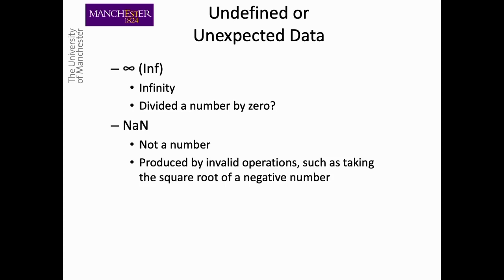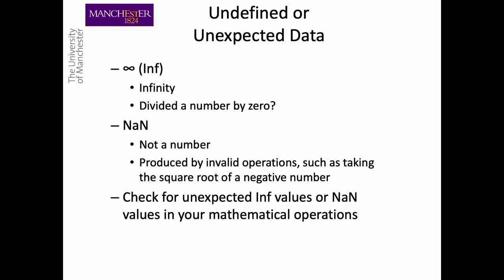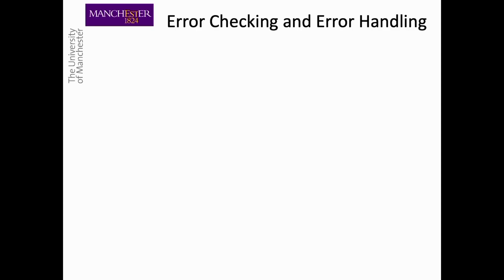So what do you do with unexpected data? Infinity: have you divided a number by zero? That will give you a value of infinity. NaN, or not a number, is produced by invalid operations such as taking the square root of a negative number. You can do complex numbers in LabVIEW, but you'd have to set it up to do so. So those are some other errors that you may come across. So do check for unexpected infinite values or NaN values in your mathematical operations.